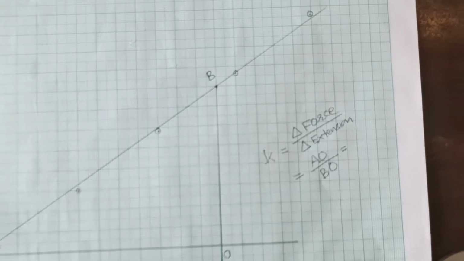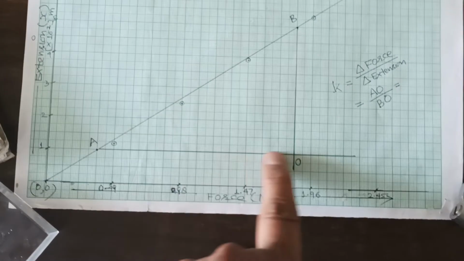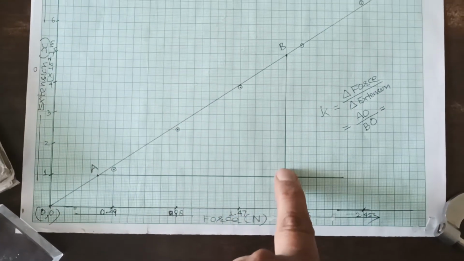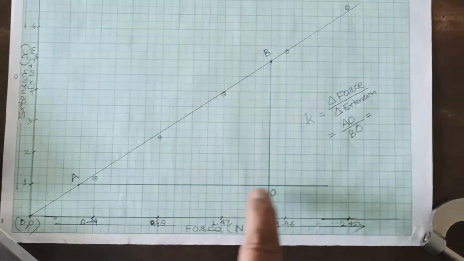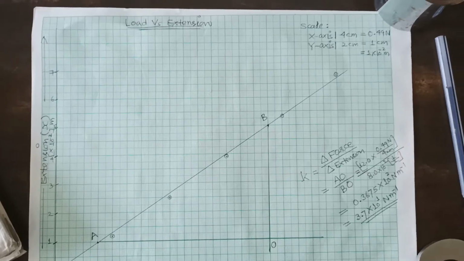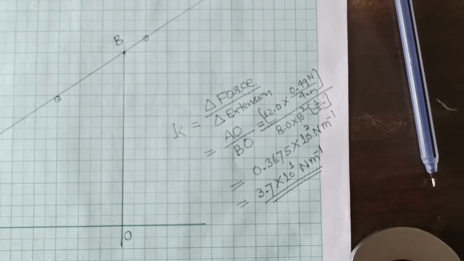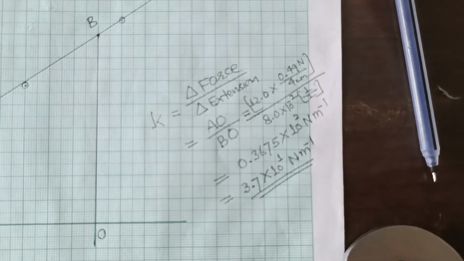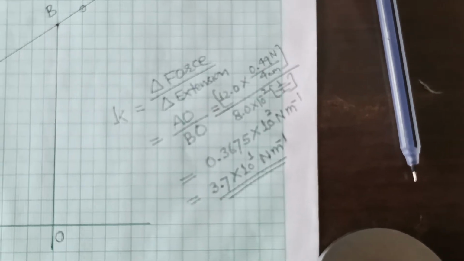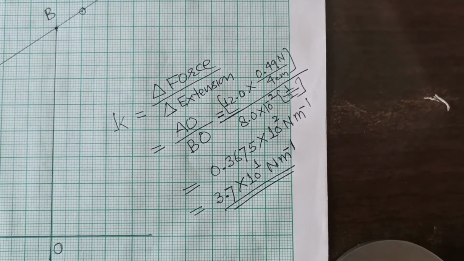From these chosen points, we will now calculate the value of K. K is actually whatever this difference between the force we found. This is delta force, this length in its particular unit, and also this OB, which is change in extension, which is also in its proper unit. Simple mathematical calculations and application of physics rules, you can find the value of spring constant of the spring used. It is 3.7 into 10 to the power 1 Newton per meter.